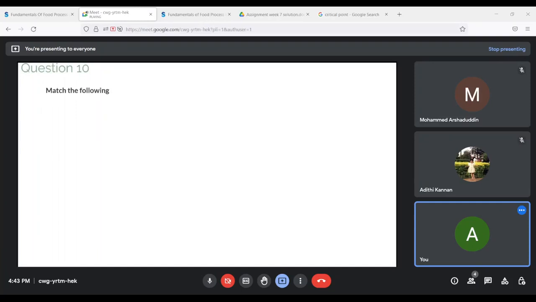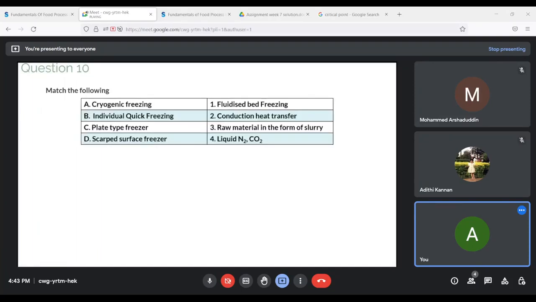Moving on to the next question. Match the following. A. Cryogenic freezing. These are all different types of freezing and freezers. A is cryogenic freezing. B. Individual quick freezing. C is plate type freezer. And D is scraped surface freezer. And for one is fluidized bed freezing, conduction heat transfer, raw material in the form of slurry, and liquid nitrogen and carbon dioxide. So which do you think is the answer?